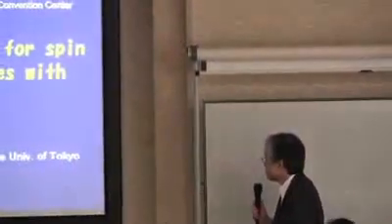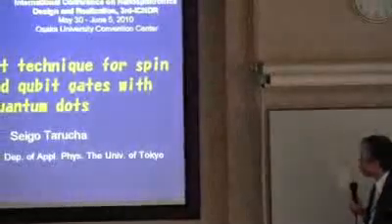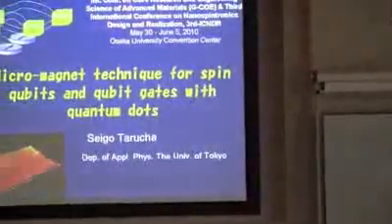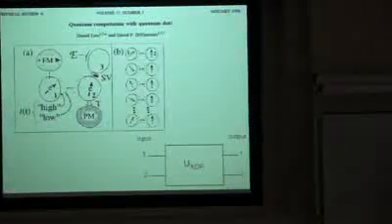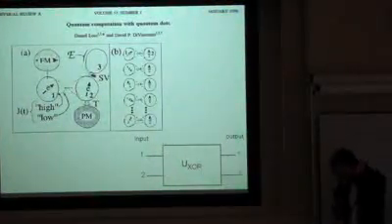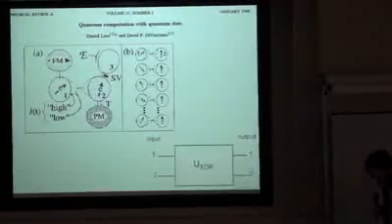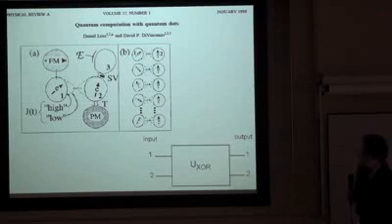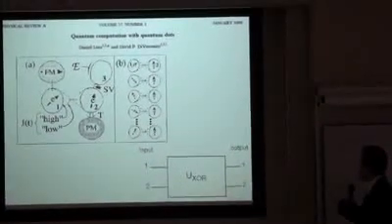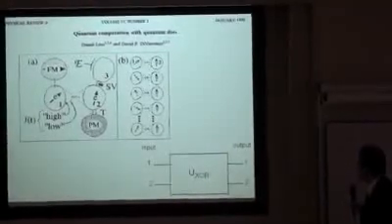I would like to present some progress in our work on micromagnet techniques for implementing spin qubits and two-qubit gates with double quantum dots. We have been working on this spin qubit business with quantum dots, following the scheme that Daniel Loss and David DiVincenzo proposed more than 10 years ago.